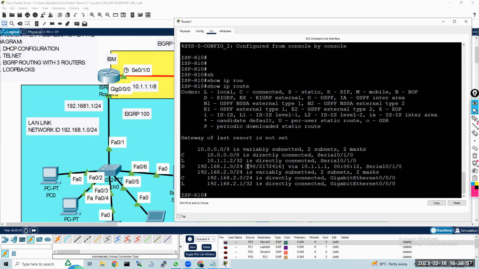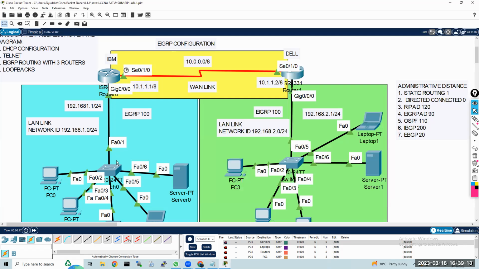What is our administrative distance? 90. For EIGRP, the administrative distance is 90. Why 90? It is the default for EIGRP. The administrative value for EIGRP is 90, for OSPF 110, for RIP 120, for static routing 1. For a directly connected network, the administrative distance is 0. The lowest value is the best.